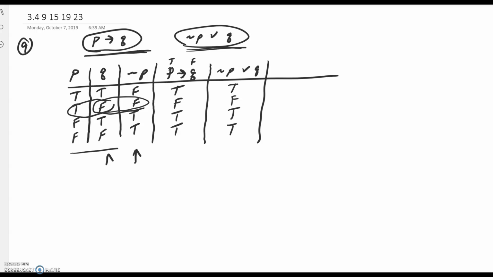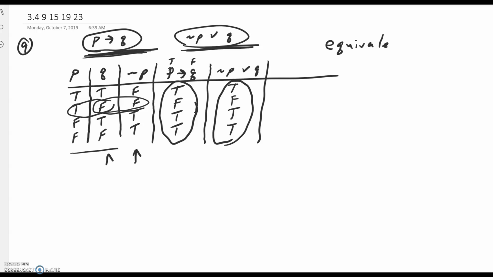And now the point of this problem is, are these two statements equivalent? Well, here's the first statement's results on the truth table. Here's the second statement's results, and you can see they're exactly the same trues and falses in exactly the same order. So that means they are equivalent. That's what it means for two statements to be logically equivalent.